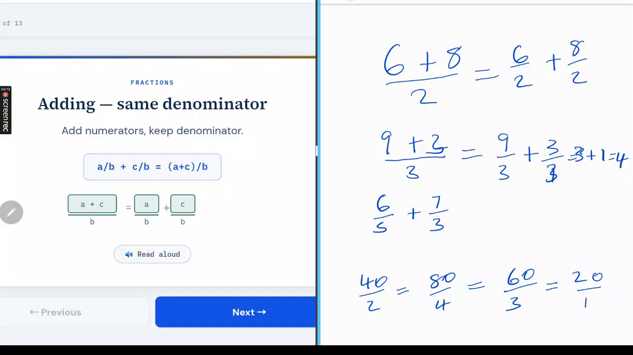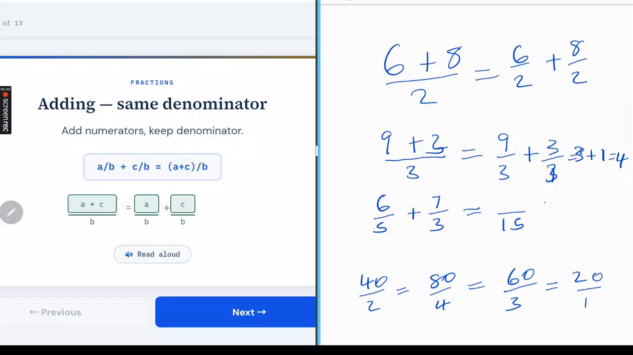Let's start with this 60 over 3. If you multiply 20 by 3, it will give us 60. Then we multiply 1 by 3, it will give us what? 1 times 3 is 3. This is not the goal of GRE, but we are using it to build a very important foundation.